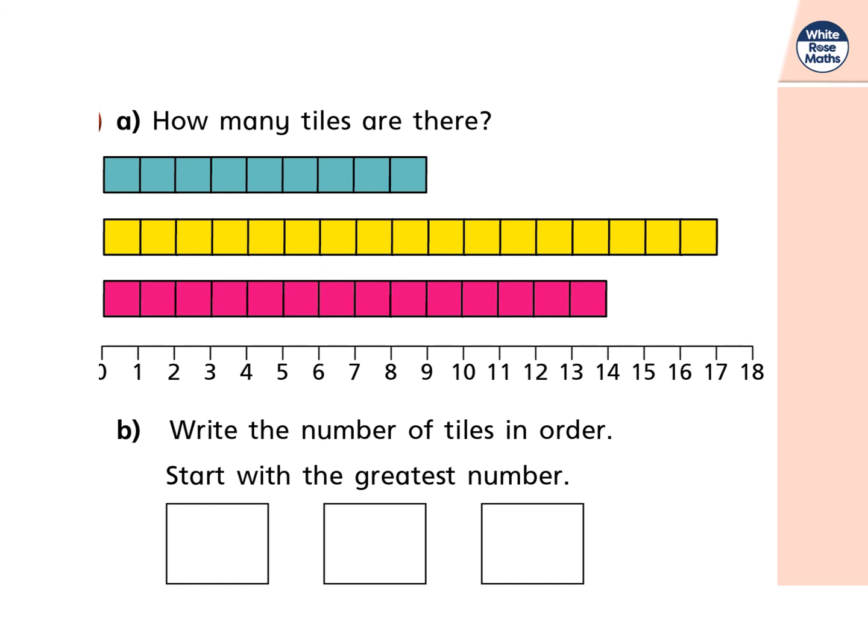And then we need to put them in order from the greatest to the smallest. So which one's got the most? The blue, the yellow, or the pink? Well done, the yellow. The yellow has 17. So that first number in that box would be 17. Which one is the next greatest? The pink or the blue? Which one has more? The pink, well done. And how many pink are there? 14, well done. So 14 would be in your middle box. And what is the smallest of them all? The least amount, number 9, well done. And that will go in that last box.